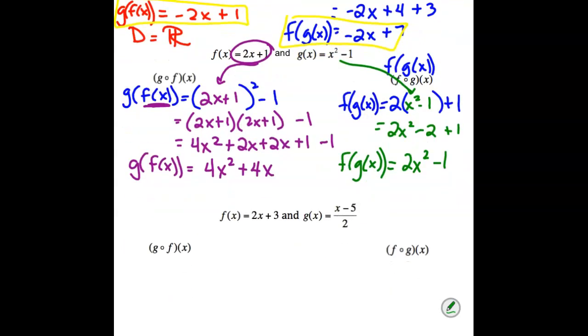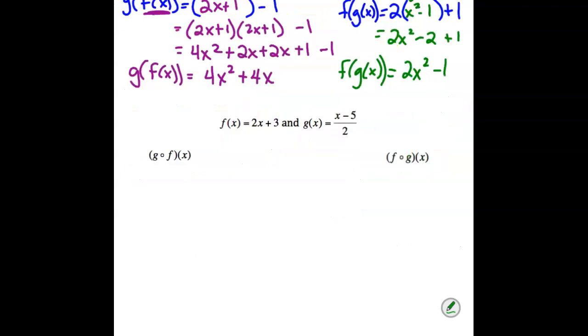Again, we are getting different answers doing these in the reverse order. All right, our next example. We have f of x equals 2x plus 3 and g of x equals (x minus 5) divided by 2. Now I do see a fraction here, but I don't have any variable in the denominator. So again, my domain for these would be all reals.